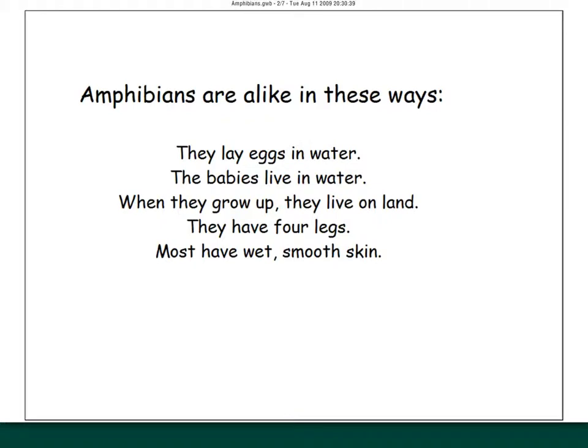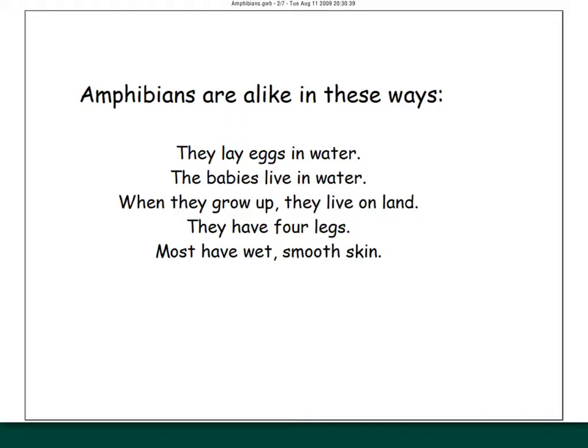They're alike in all these ways again. They lay their eggs in the water. Their babies live in the water, but when they grow up, they live on land. They all have 4 legs, and again, the wet, smooth skin. So let's go into these just a little bit more, compare them to the other groups. They lay their eggs in water.